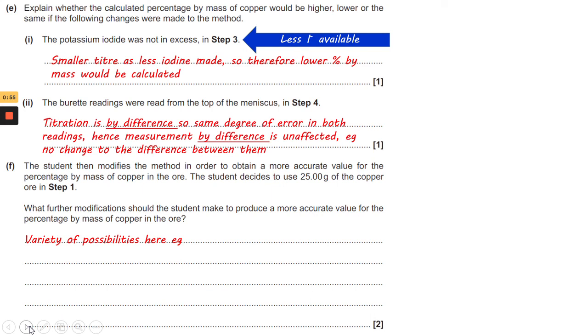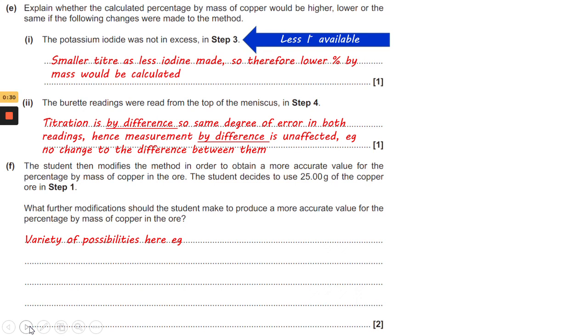If you think about the burette readings, each titration is done by difference, so two separate burette readings are made, and the difference between them gives us the titration measurement. So if you make the same mistake on both readings, then the difference between them is not going to change. So therefore there's going to be no change at all to percentage by mass of copper or anything else for that matter.